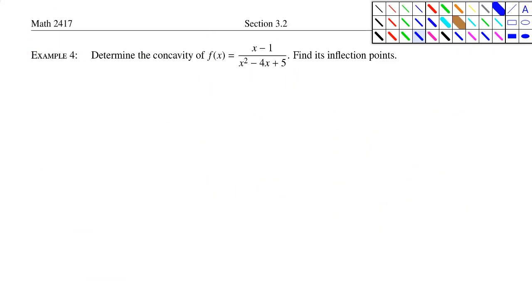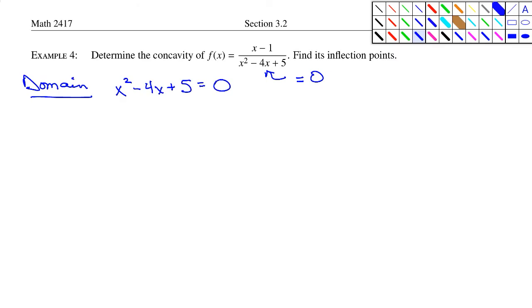Example number 4. Determine the concavity of f of x is equal to x minus 1 over x squared minus 4x plus 5, and find the inflection points. So for this problem, since it's a rational function, I want to start by finding the domain. And so to find the domain, what I have to be worried about is whether or not this denominator is equal to 0. And so what we're going to do is we're going to set it equal to 0.